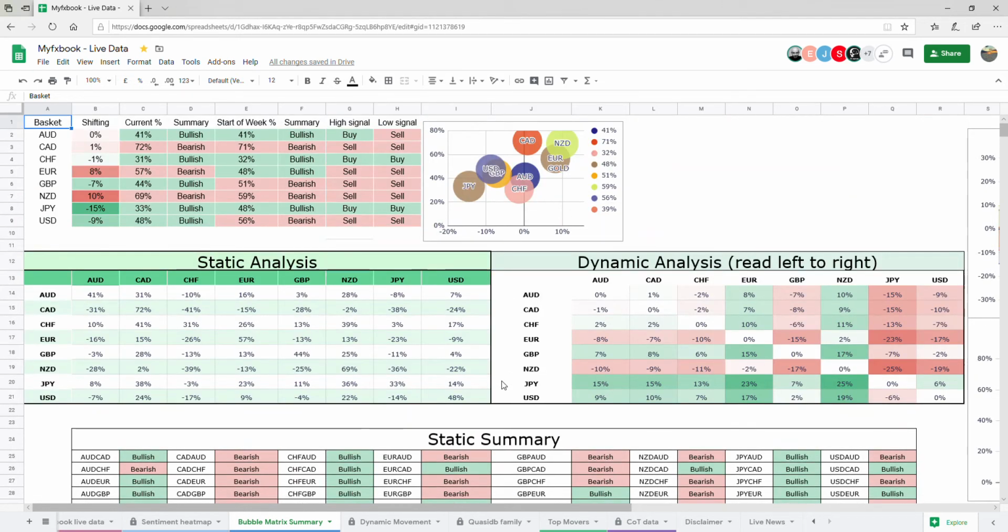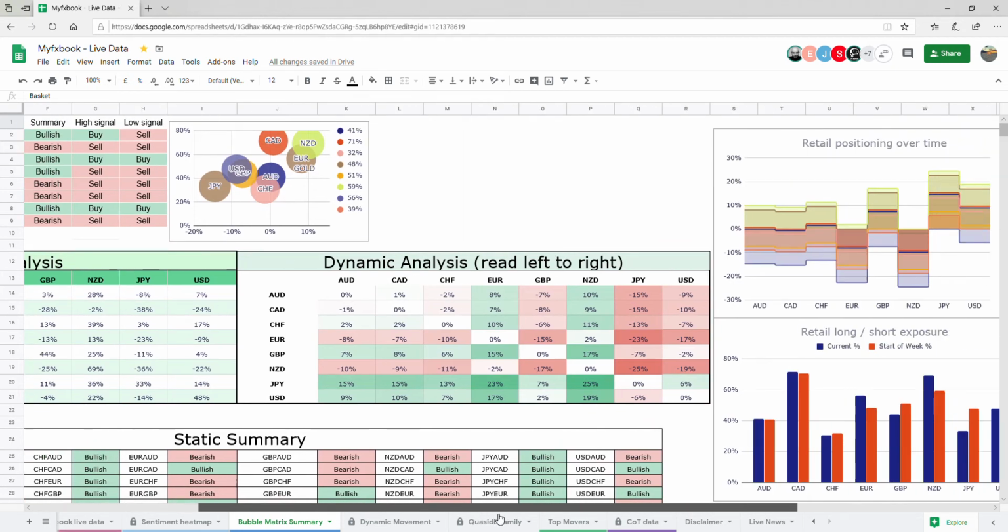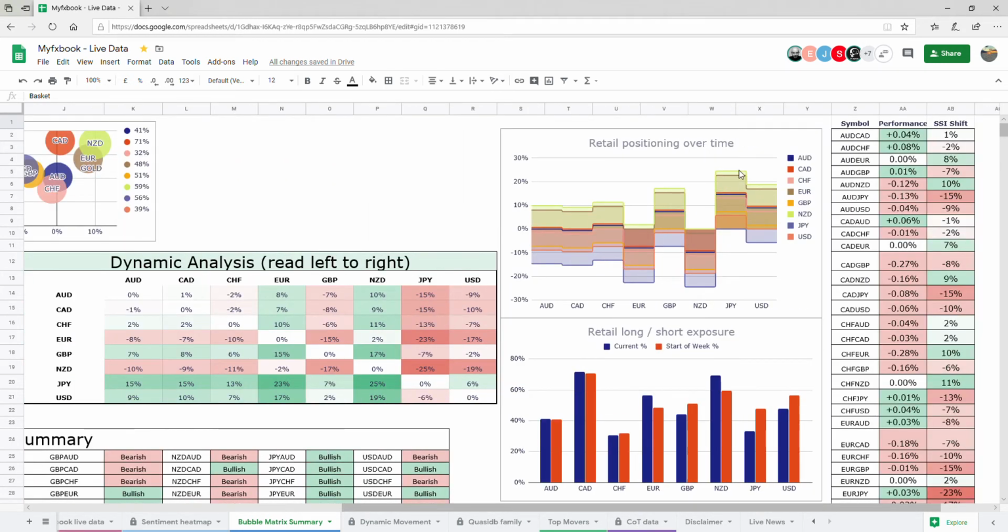And that's that really. Quite a good tab to use. So we see the yen is strong and the Kiwi's weak. We see the euro's weak.